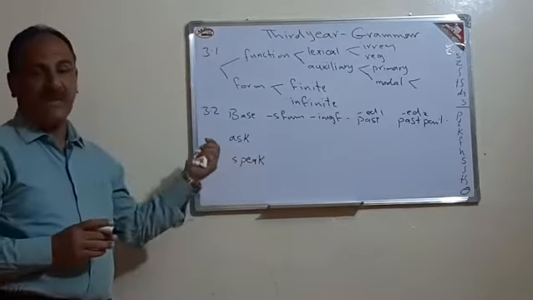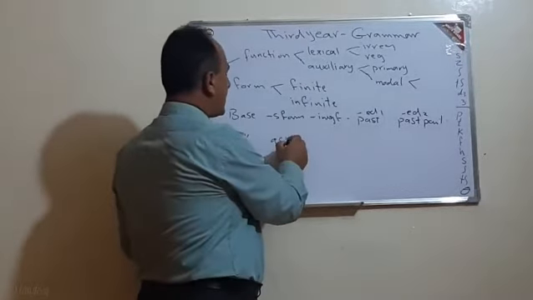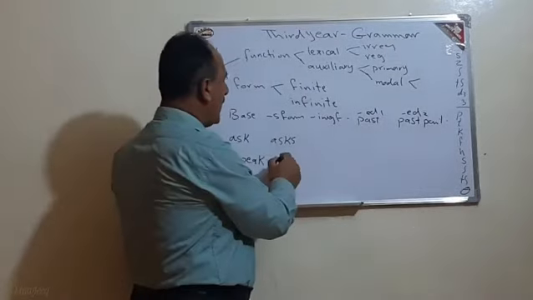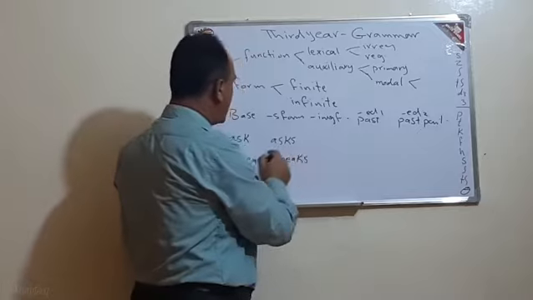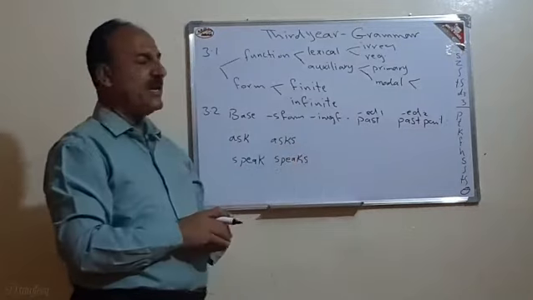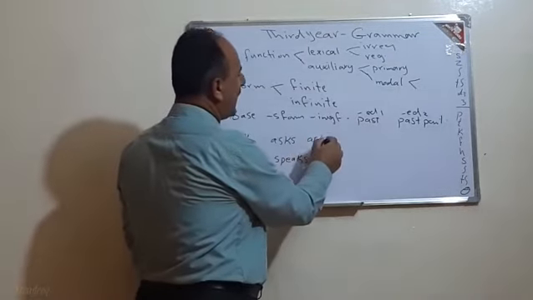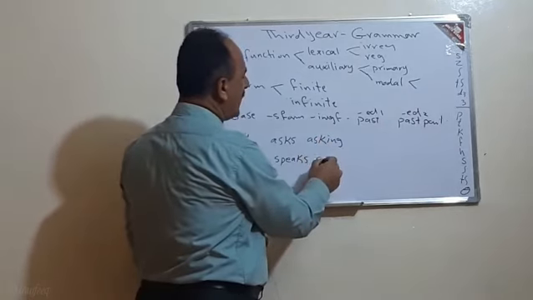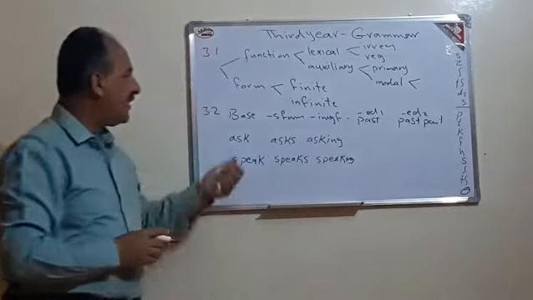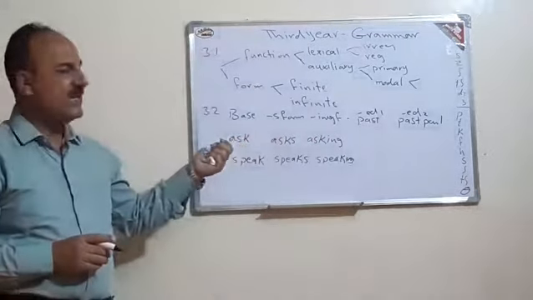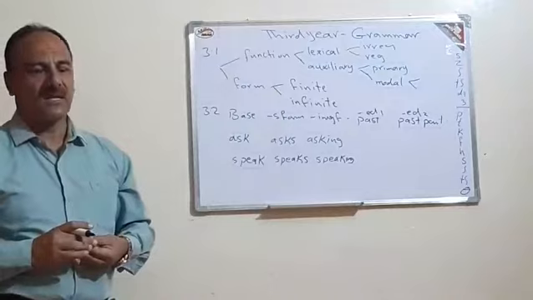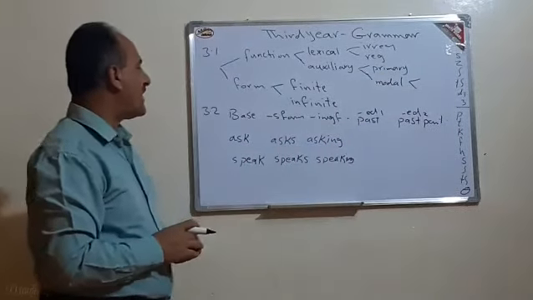So the S form for ask is asks. We just add S. And for speak, again, we add S. This is what we call the S of the third person singular. If we come to the ing form, we add just ing to ask, and here again we add ing after speak. Of course, as you see, the process is very easy here. It does not need any effort. We just add some extra letters.